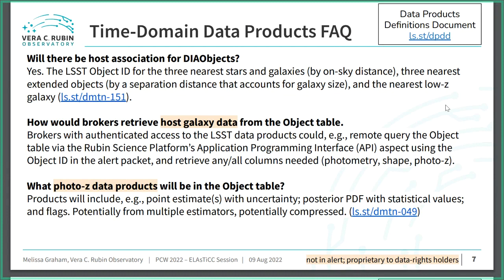So we'll have a list of low redshift galaxies, and it'll always have the nearest one in it, just in case it's a low redshift transient. So with the object IDs for those nearby things, you can then query the object table and get the Photo-Zs. The Photo-Z data products do include a point estimate and uncertainty, but also the full posteriors. And so brokers, really any data rights holder, are free to use those Photo-Zs. So that's how we're expecting brokers to use this host association data, get the Photo-Z data, and use it.